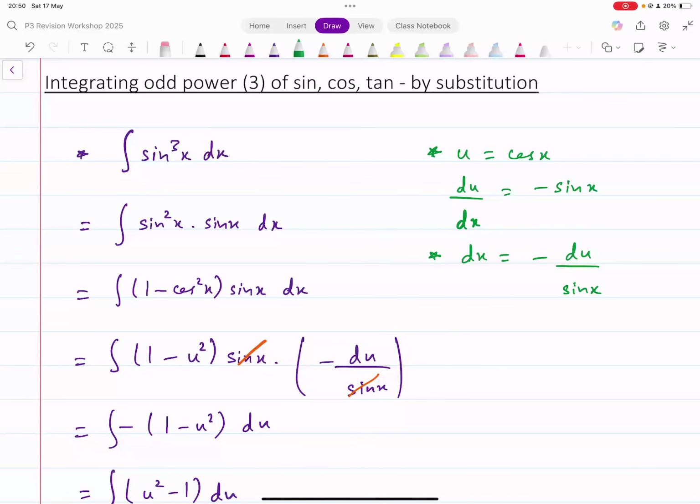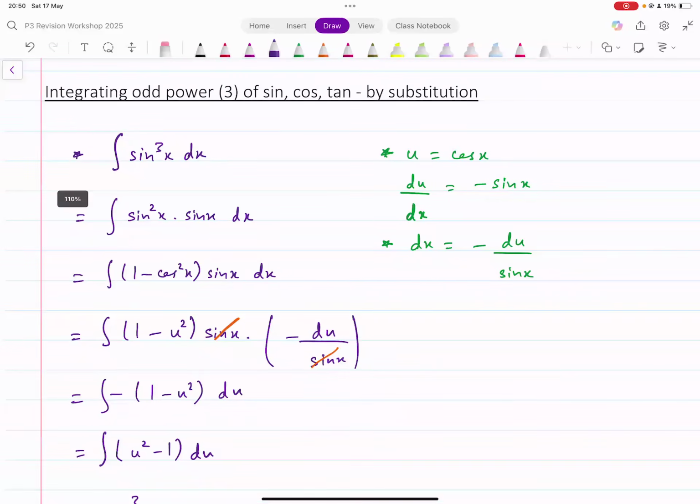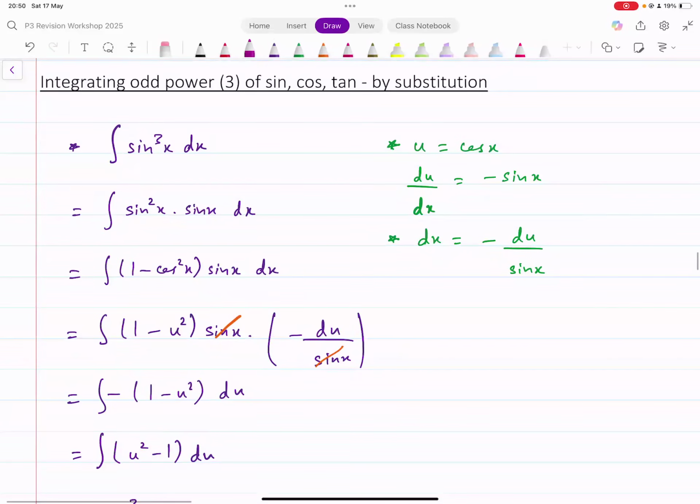First of all, we've got odd powers. In odd powers, it's only cube that you need to be able to integrate: sine cube, cos cube, and tan cube. How do you integrate sine cube? Integration of sine cube can be done using substitution.